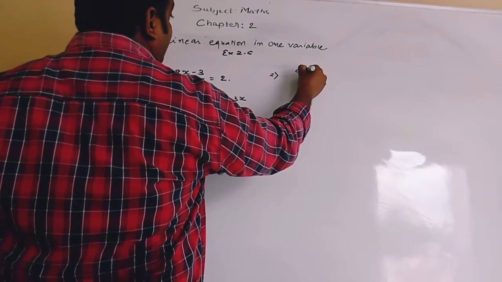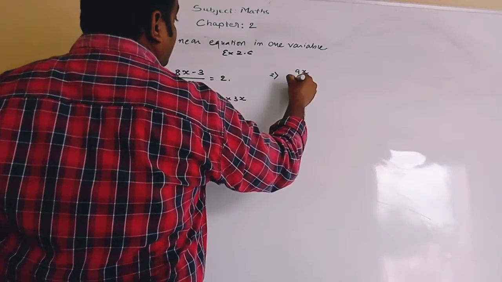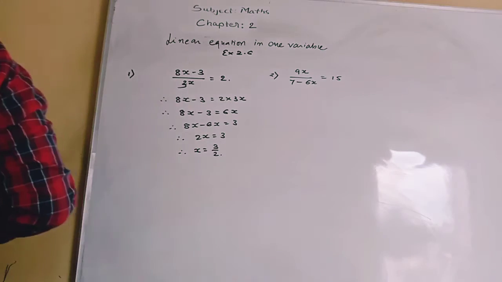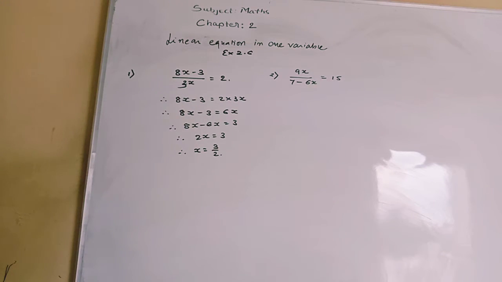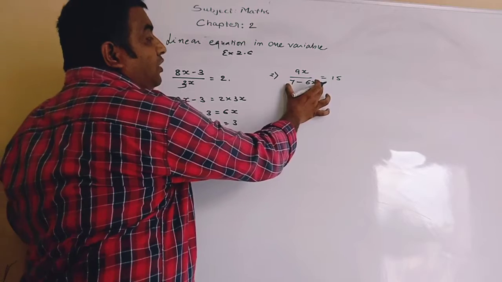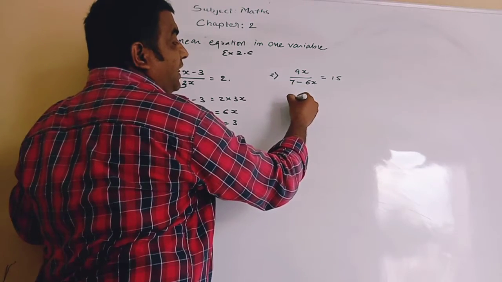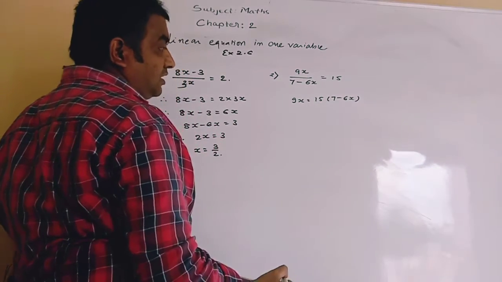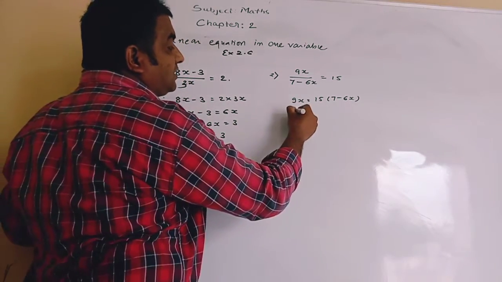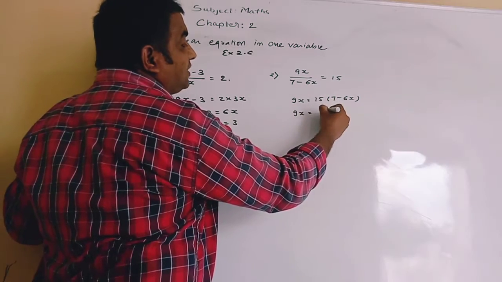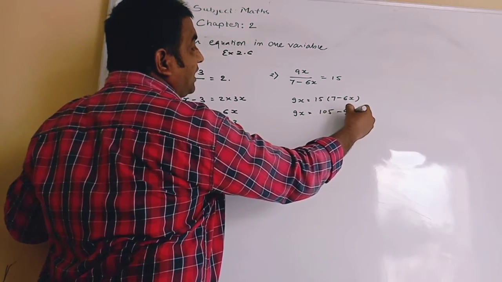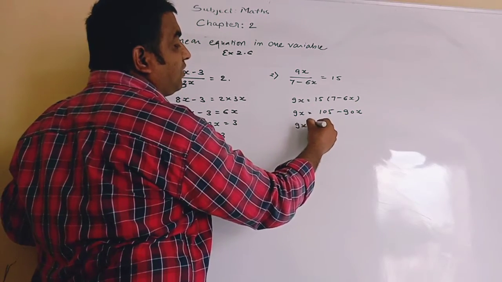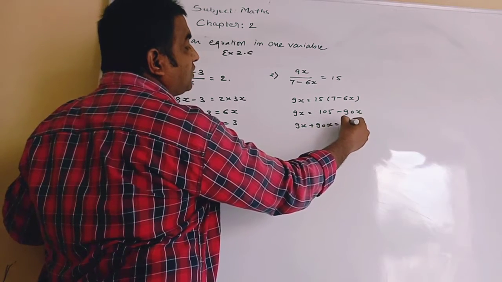We have the second question: 9x upon (7 minus 6x) equals 15. So from 7 minus 6x in the denominator, we take it to the other side. It will be 9x equals 15 into (7 minus 6x). So here 15 sevens are 105 and 15 sixes are 90. Now 90x we transfer to this side, then 9x plus 90x equals 105.